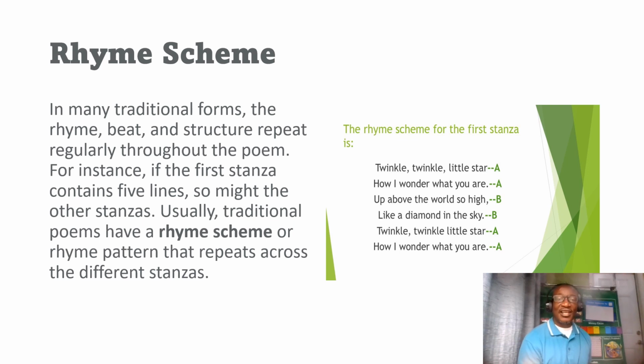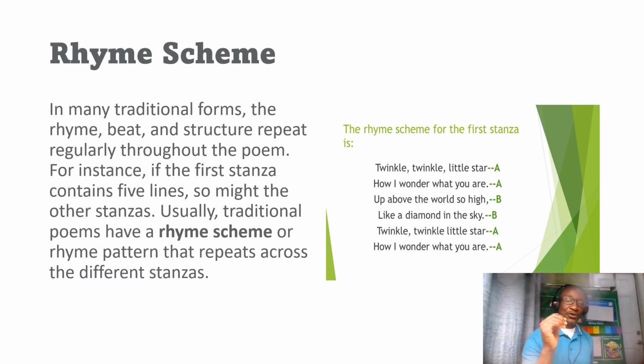For instance, if this first stanza contains 5 lines, so might the other stanzas. Usually, traditional poems have a rhyme scheme or pattern that repeats across the different stanzas. So if you notice, twinkle, twinkle, little star, how I wonder what you are, star and are, they rhyme. Up above the world so high, like a diamond in the sky.